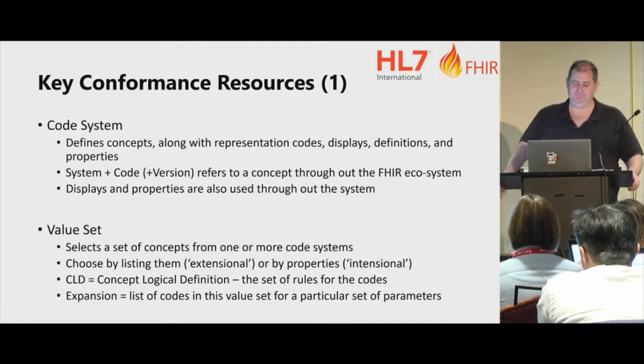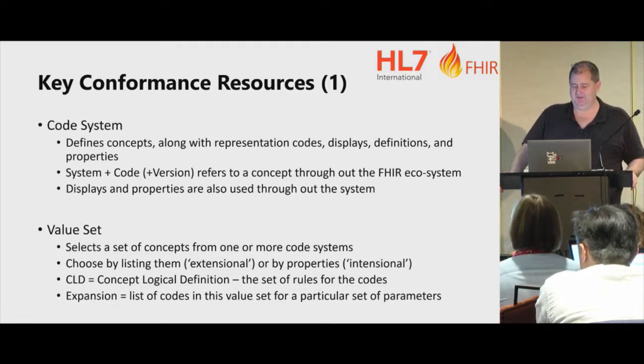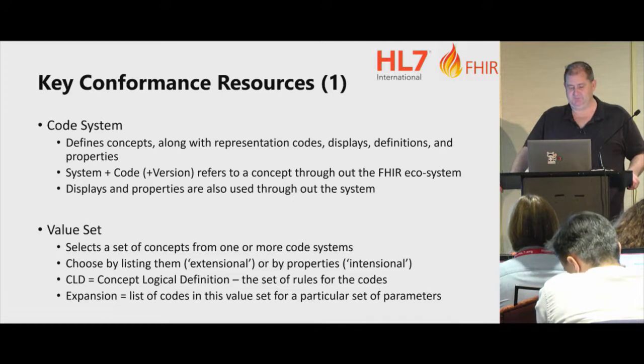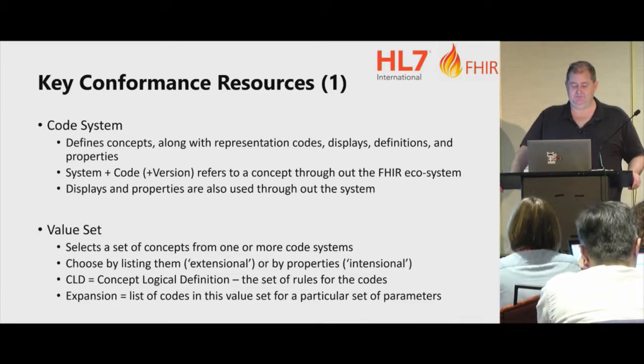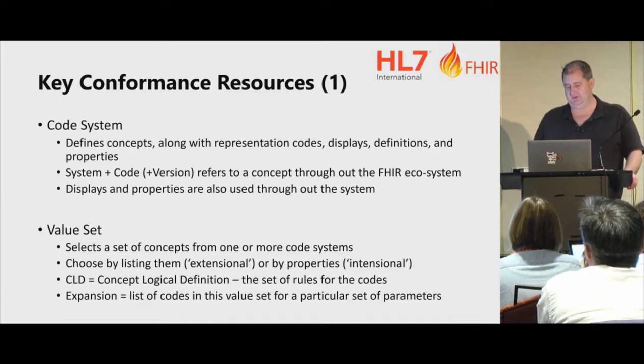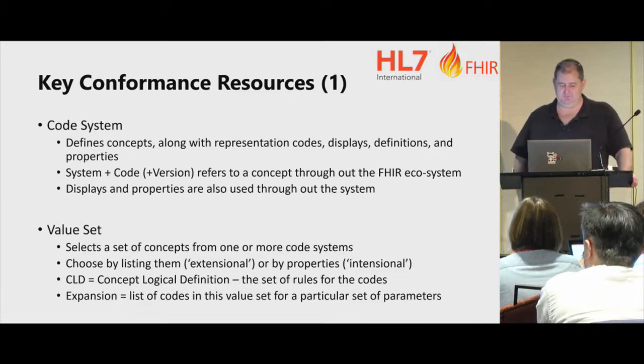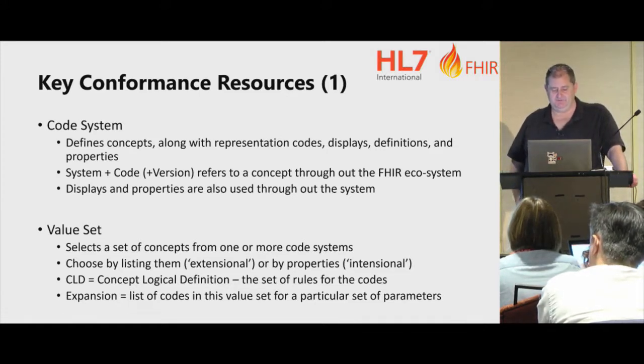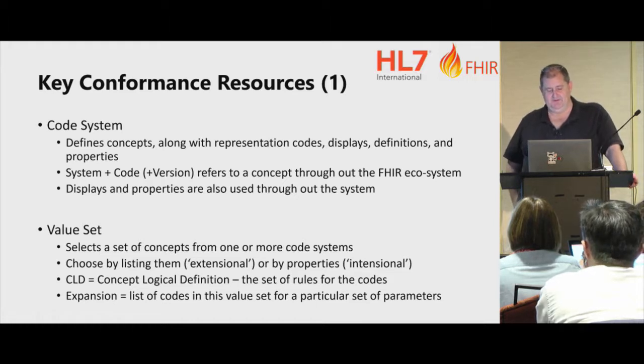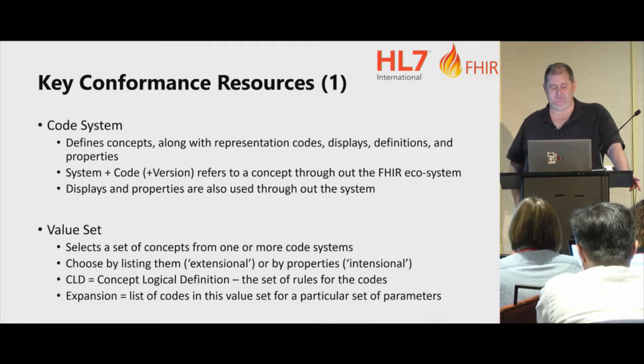A code system defines concepts along with their codes, displays, definitions, and properties. The system defined in the code system plus the code plus the version refers to that concept throughout the FHIR ecosystem, and displays and properties are used throughout the system. We have value sets, which select a set of concepts and their codes from one or more code systems. You can list them or you can choose them by their properties, and that's called a concept logical definition.